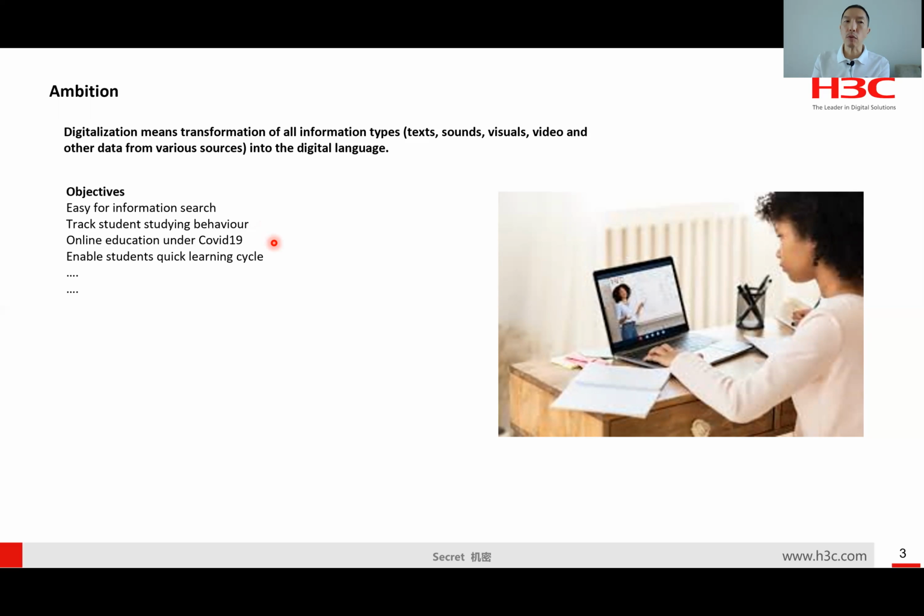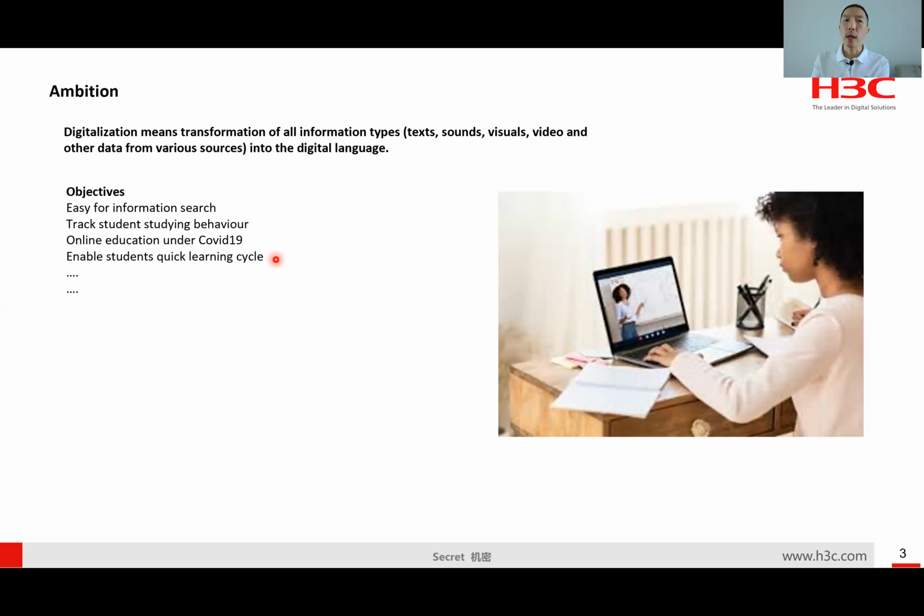And also right now, people are talking about online education under COVID-19. So it's quite a hot topic, how we conduct the whole learning and education online, through the internet. So this is one of the ambitions of digitalization. Since we put everything on the digital platform, we can easily do it in the internet world through some kind of simple IP connections.